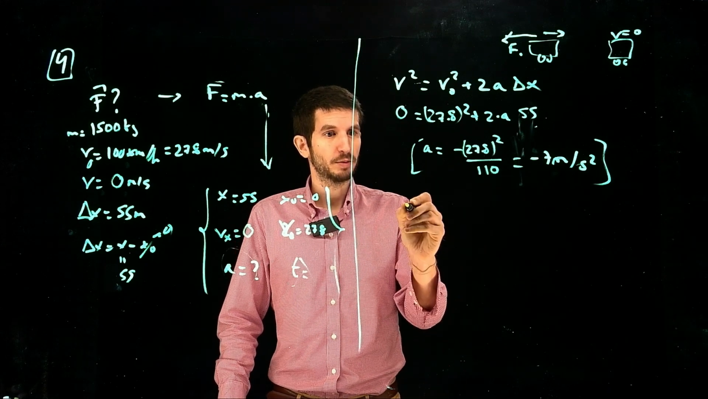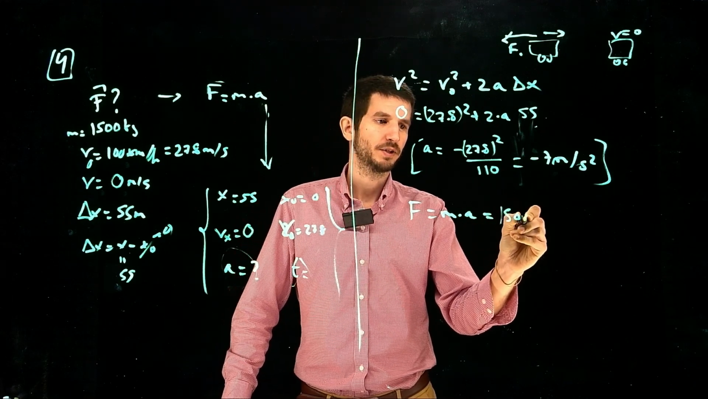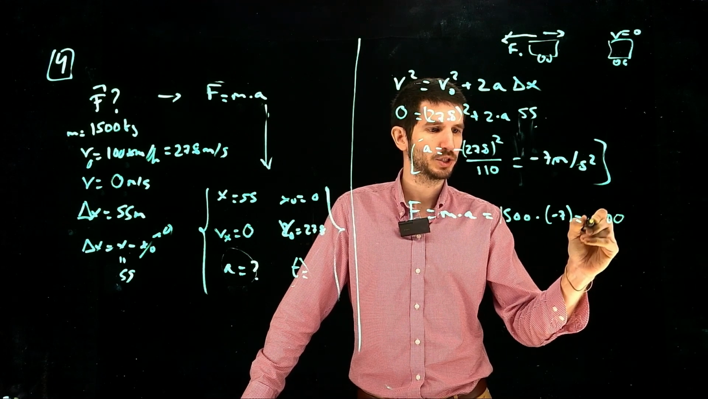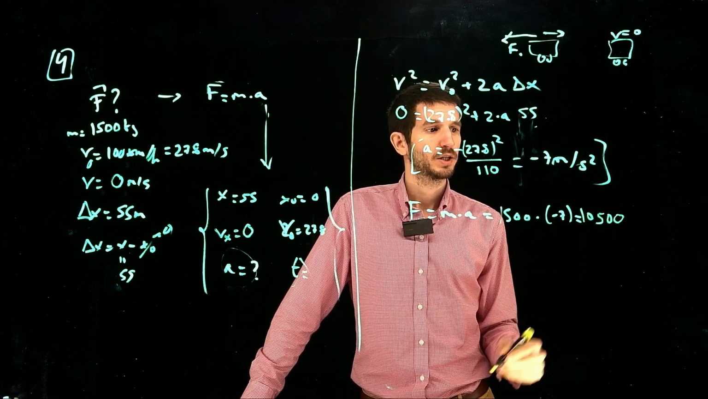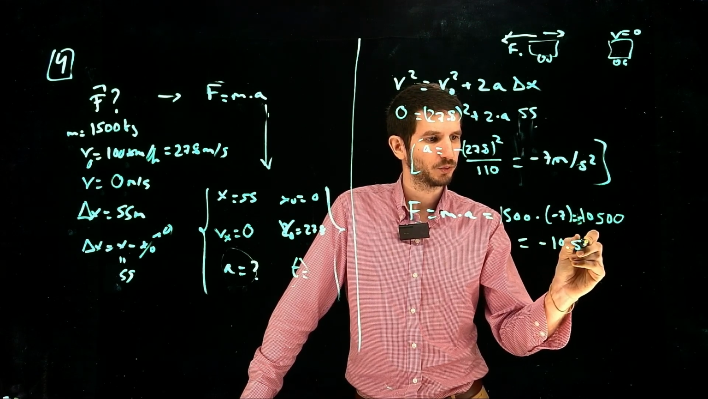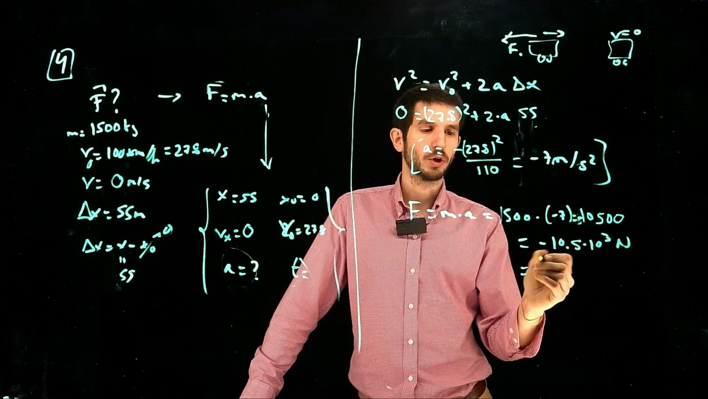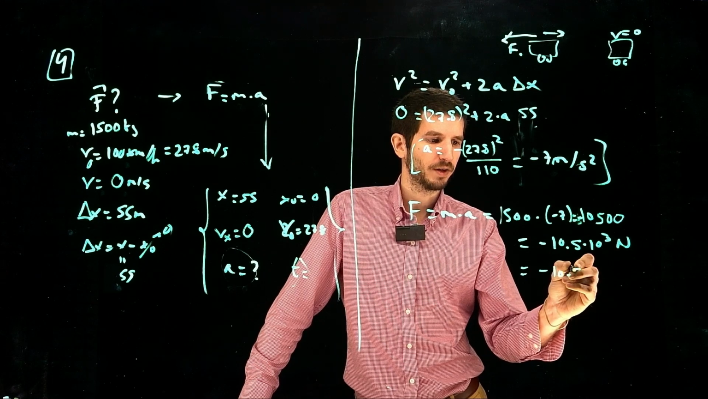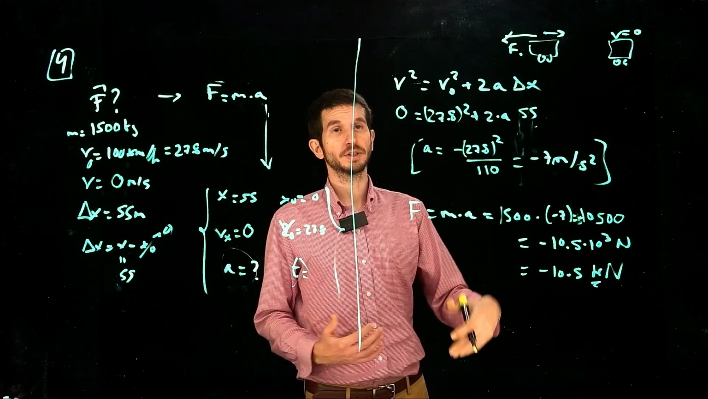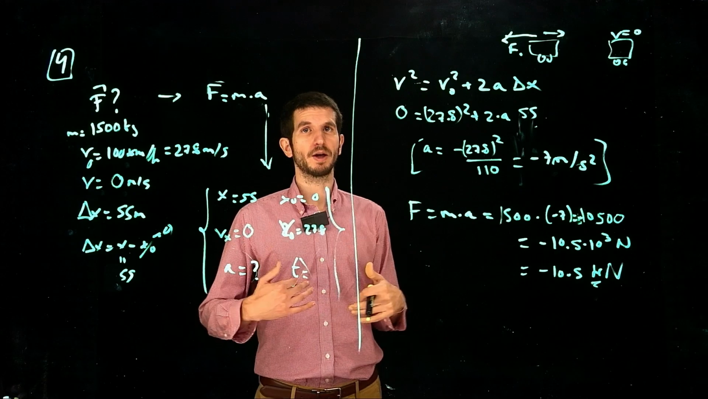And then, of course, the question is how much is the force? So the force, again, is mass times acceleration. So how much is the mass? 1,500. How much is the acceleration? Minus 7. So that's going to be minus 10.5 times 10 to the 3 newtons, or minus 10,500 newtons, or we can also say minus 10.5 kilonewtons, where kilo, remember, is 1,000. If I have a kilometer, 1,000 meters. If I have a kilogram, 1,000 grams. If I have a kilonewton, 1,000 newtons.